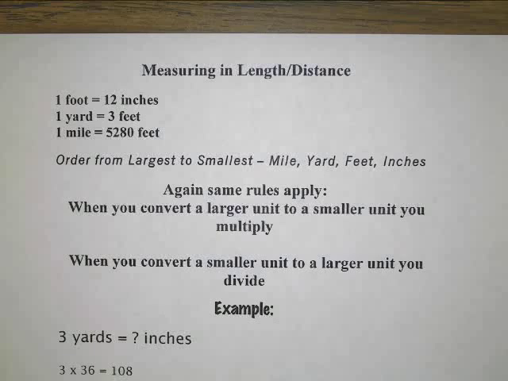So if we have 3 yards, what do we multiply that by, Max? 36, because we're trying to get to inches, right? So if we take 3 yards times 36, we get 108. So how many inches are there in 3 yards? 108 inches. We also could have taken 3 yards, moved it to feet, and then moved feet to inches to get to that same answer. We just did a little shortcut. We knew there was 36 inches in a yard.